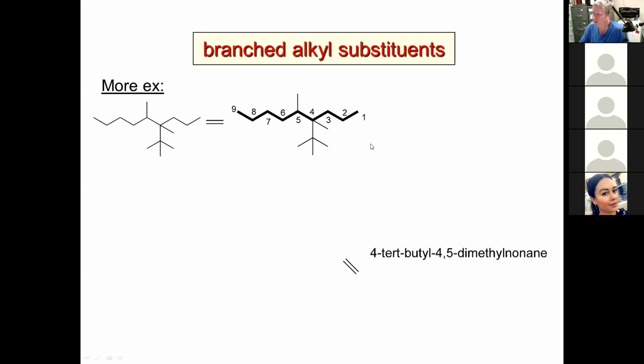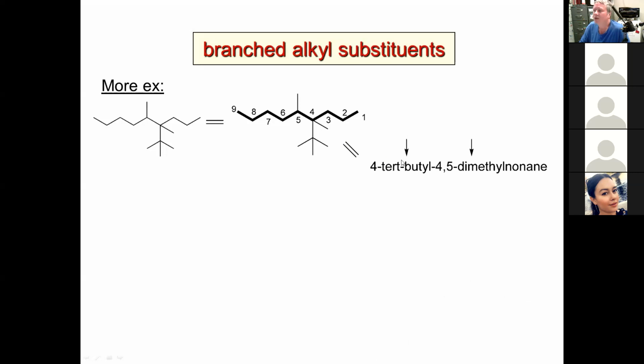Now we have a name, right? So it's 4 tert. Oh yeah, and here the alphabetization, and we'll review all the alphabetization in a bit. But we don't go by the T. We actually go by the B. Okay. 4,5 dimethyl, and we still go by the M here. So this is actually a reasonable name. 4 tert butyl, 4,5 dimethyl nonane. Okay.